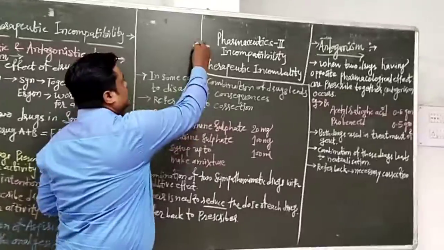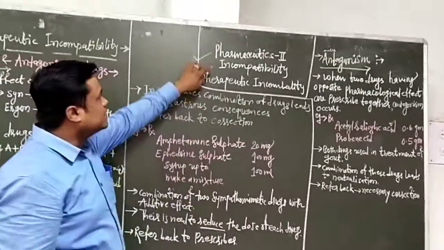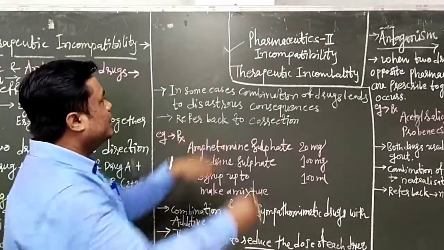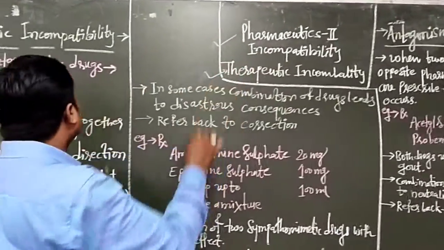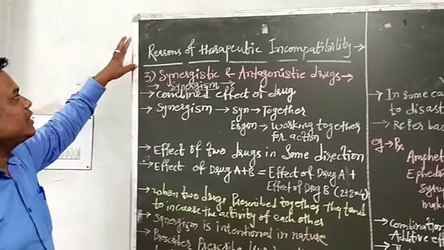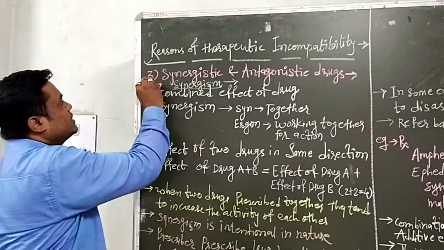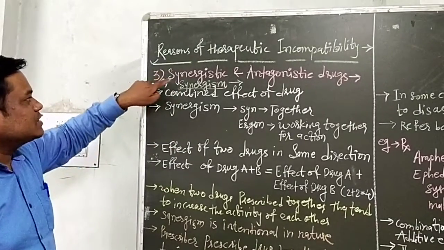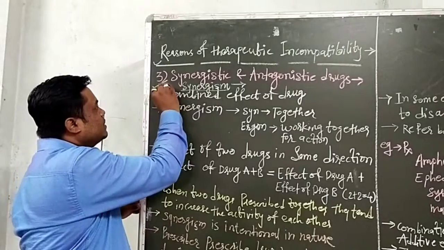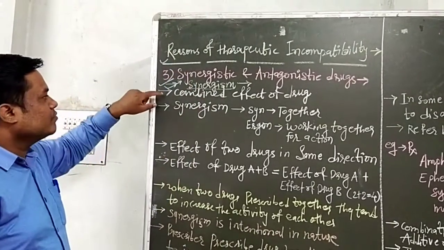Today's subject is Pharmaceutics 2, chapter number 2 is Incompatibility, and the subtopic is therapeutic incompatibility. In this lecture we have to see the reasons of therapeutic incompatibility. We have to see the third reason, that is synergistic and antagonistic drugs. First we see what is synergism.